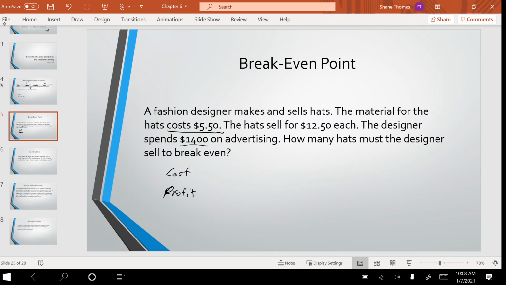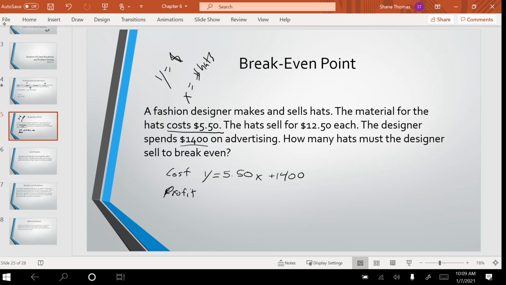All right, so anytime you have this, let's go cost. We'll start with y equals. I like to always set these as y equals. Y is just kind of our money. So if you want to identify our variables, y is going to be the money, and x is the number of hats. So the first equation, my cost, is y equals $5.50 for every single hat, so we multiply that by the number of hats, and then we add the extra $1,400 that we dished out.